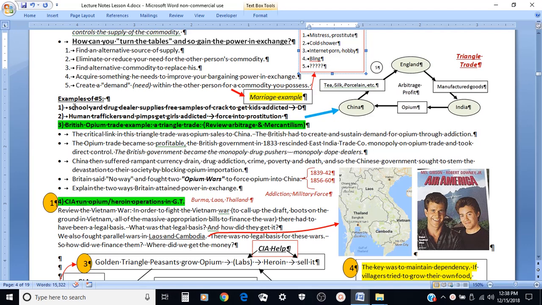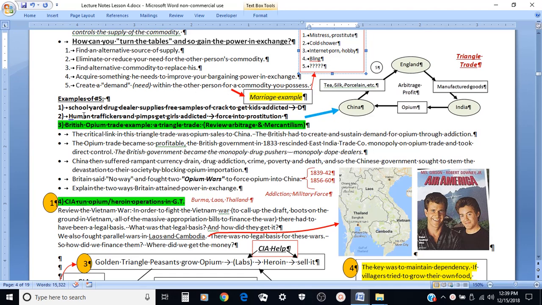All right, so example five: creating demand within the other person for a commodity you already possess. So let's say some guy has some drugs and he wants to sell them at his schoolyard, right? So what the drug dealer does is go to the schoolyard and supply kids with free samples of crack, or cocaine, whatever it is, to get kids addicted, right? Once they're addicted, he's created demand. So he's created demand for a commodity that he already possesses, right?